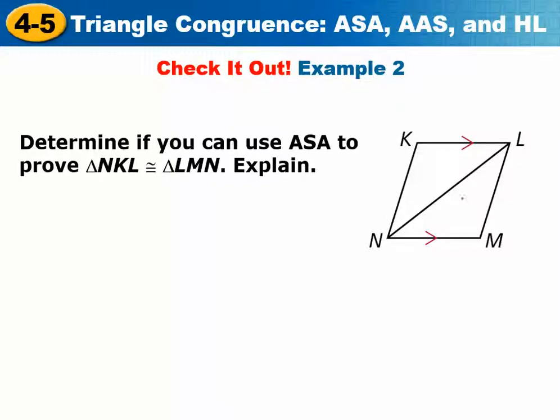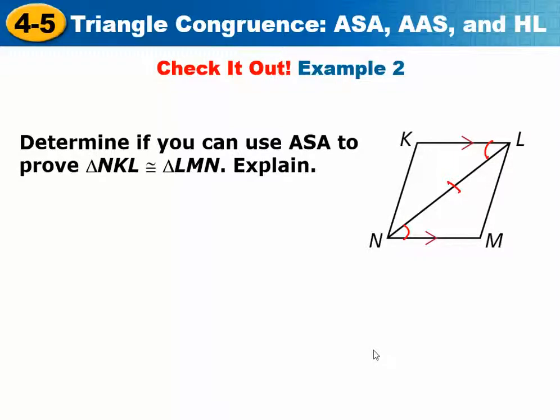We've got KL is parallel to NM. Those two sides are parallel, but we don't know if they're congruent. We do know that side NL is congruent to side NL because of the reflexive property. Because we have parallel lines cut by a transversal, we know by alternate interior angles that this angle is congruent to this angle. We do not know that this angle is congruent to this angle because we don't know that KN is parallel to LM.